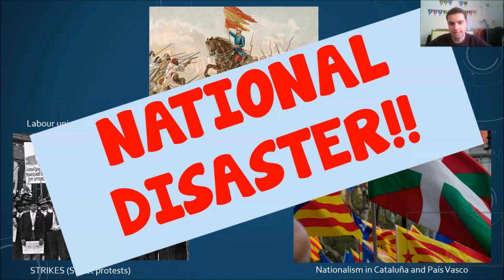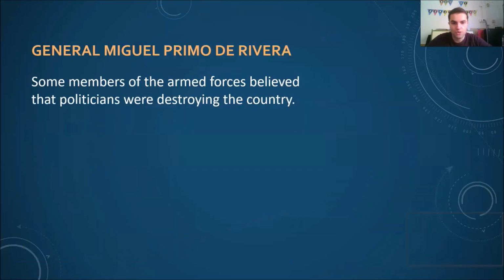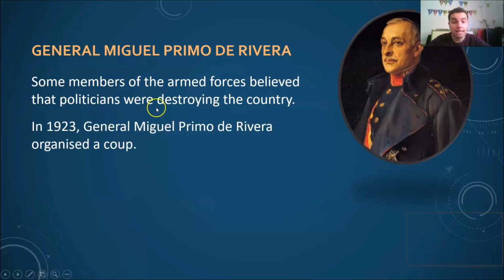This is a national disaster. And Alfonso XIII doesn't know what to do. So, some members of the armed forces believed that politicians were destroying the country. Así que algunos miembros de las Fuerzas Armadas, algunos militares, creen que los políticos están destruyendo el país. Así que, ¿qué hacen? In 1923, General Miguel Primo de Rivera organized a coup.